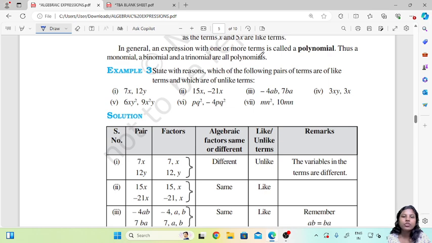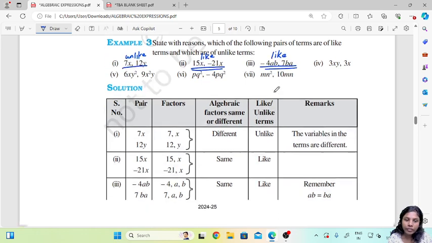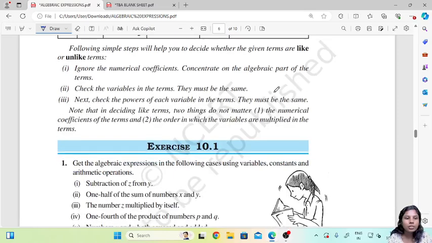State the reasons which of the following pairs of terms are like terms and which are unlike terms. So these are what? Unlike terms. Why? Variables are different. Look at this one. Are they like or unlike? Like terms. Why? Variable is just x in both the cases. Here, same. So they are like terms. So any ones which have similar variables are like terms. Which have different variables are unlike terms.